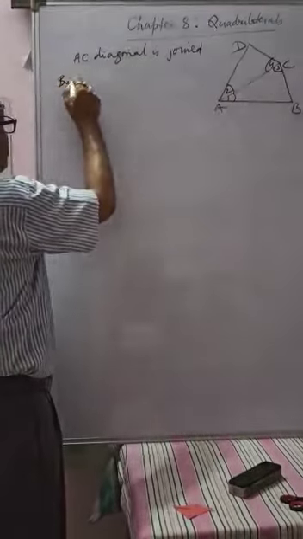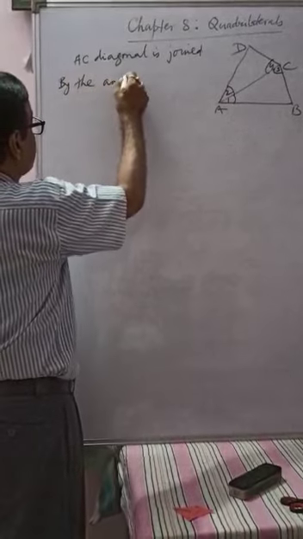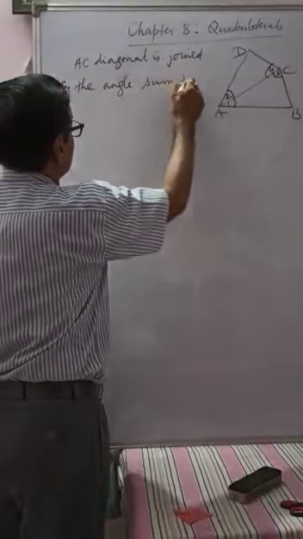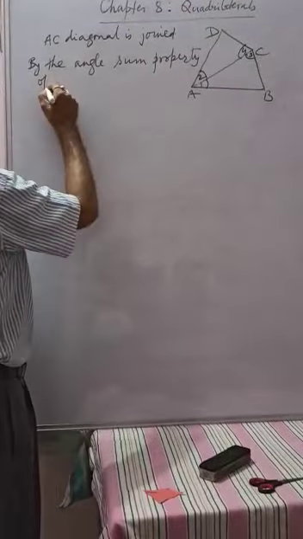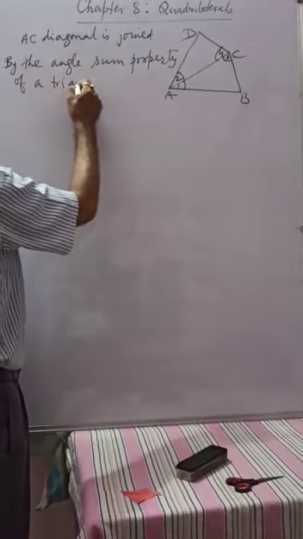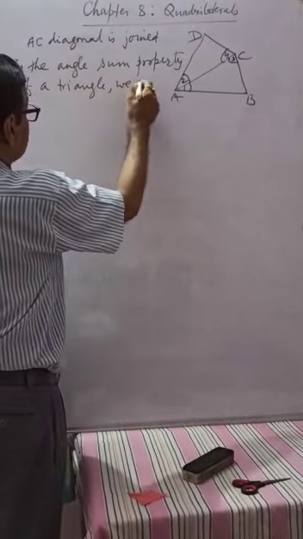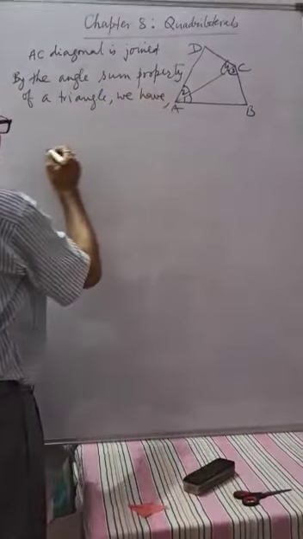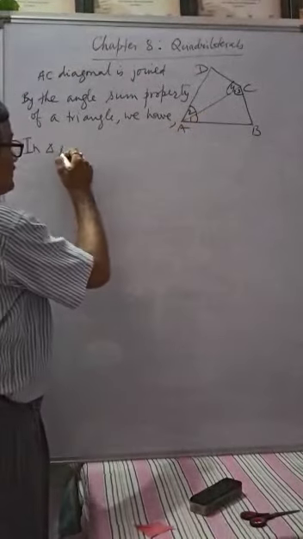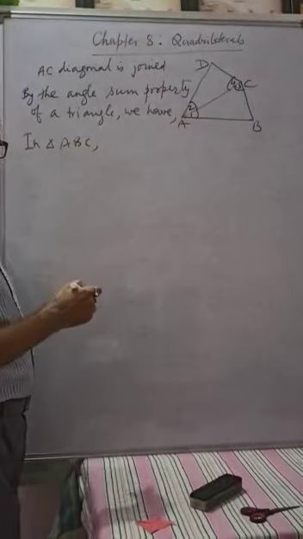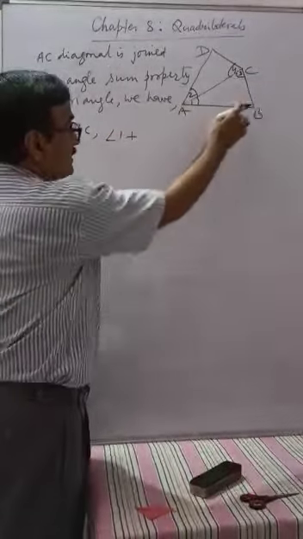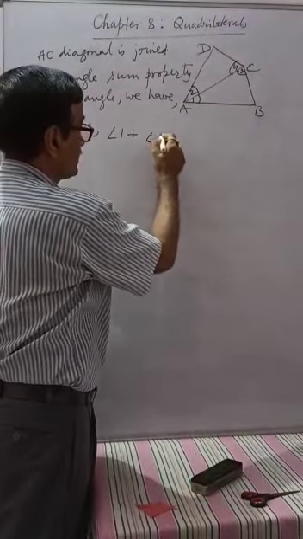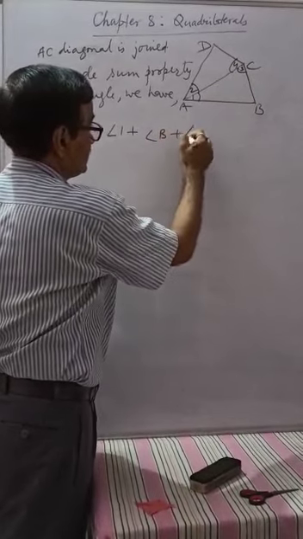Now by the angle sum property of a triangle, we have, first we are taking up triangle ABC. In triangle ABC we can say angle 1 plus angle B plus angle 3.